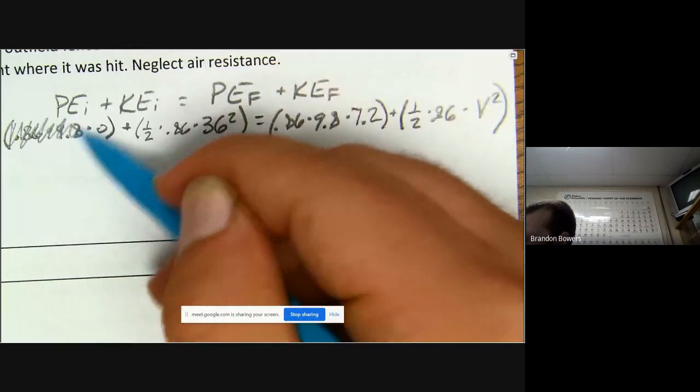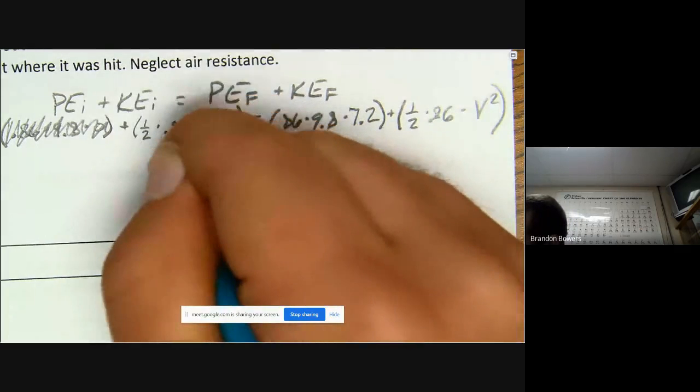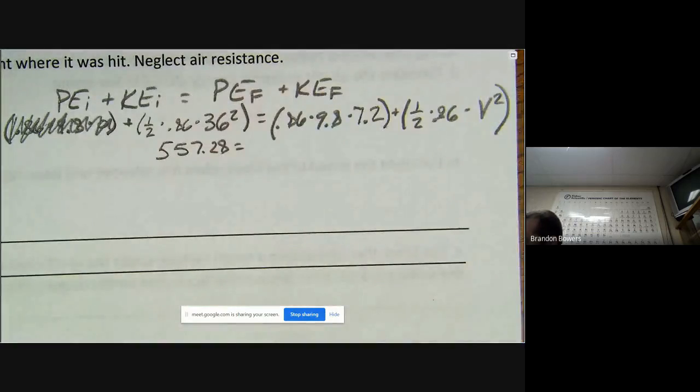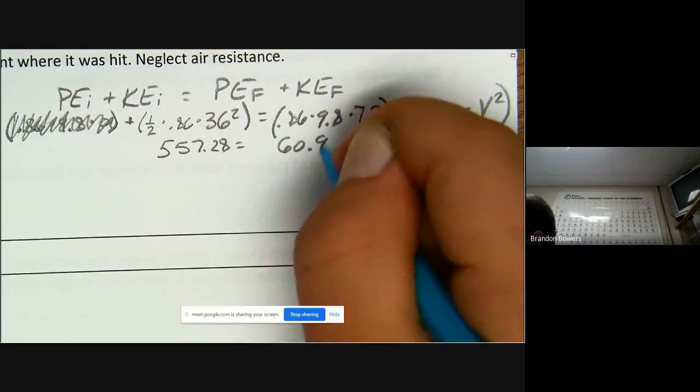All right, so we know all of this is 0. All right, I need to get a calculator out. Okay, I got 557 for this side. Got 60.9 right there.